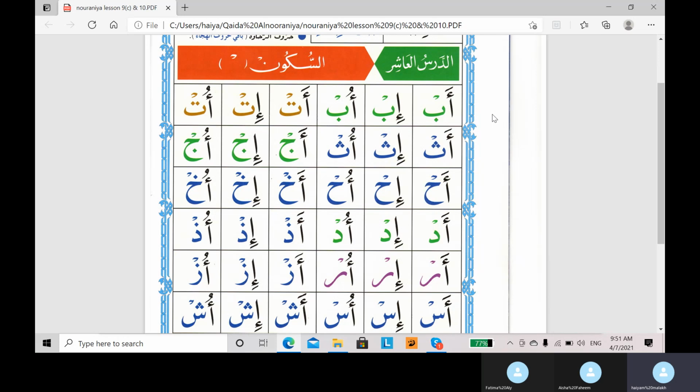So here, because the letter baa is a qalqala letter and has sukun, we say hamza fatha baa sukun, ab; hamza kasra baa sukun, ib; hamza damma baa sukun, ub. But the letter taa is not a qalqala letter, it's a normal letter. So I will say hamza fatha taa sukun, at; hamza kasra taa sukun, it; hamza damma taa sukun, ut. Got it? Do you want more examples or can you read now? Can read now, I guess.